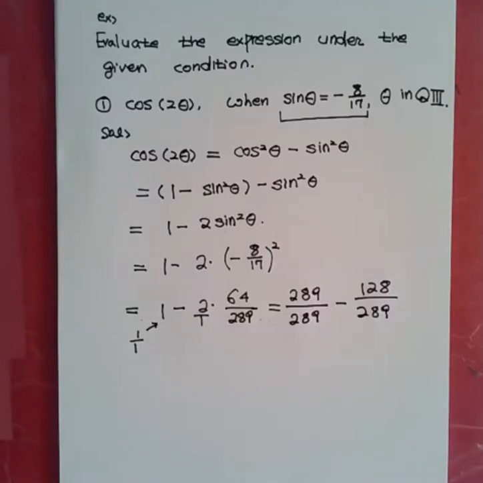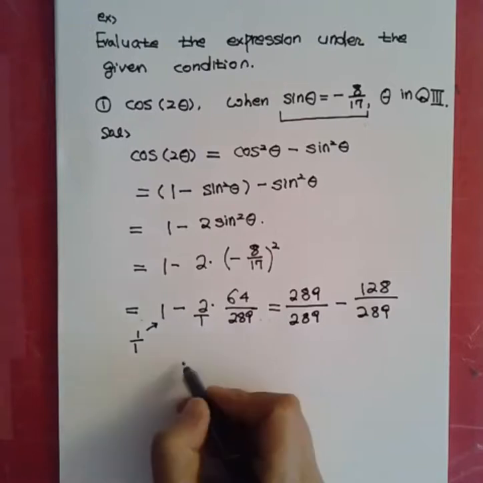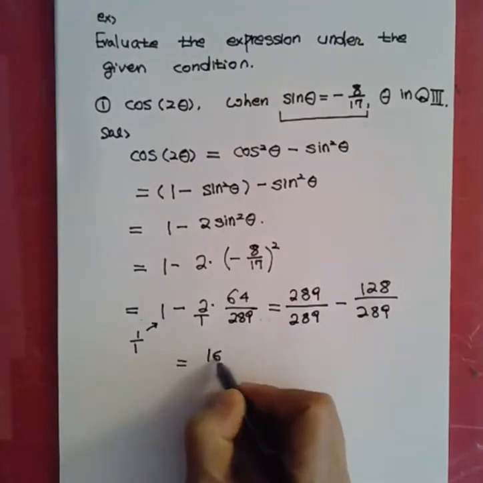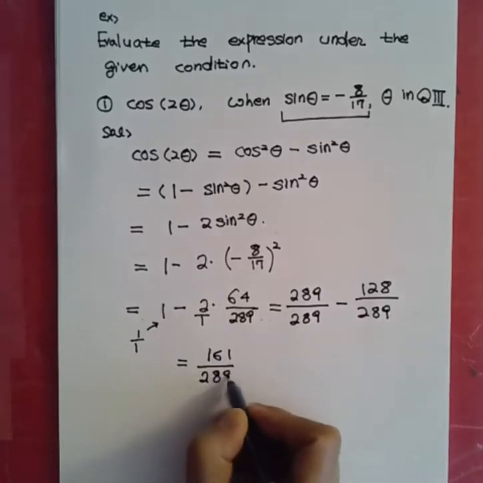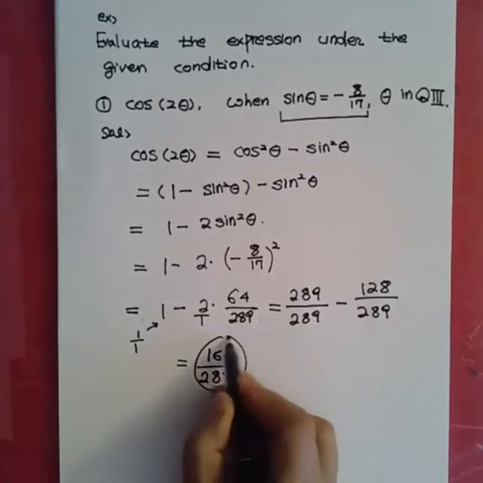If you use your calculator, then that'll give you 161 for the numerator. Denominator is 289. So this is the final answer.